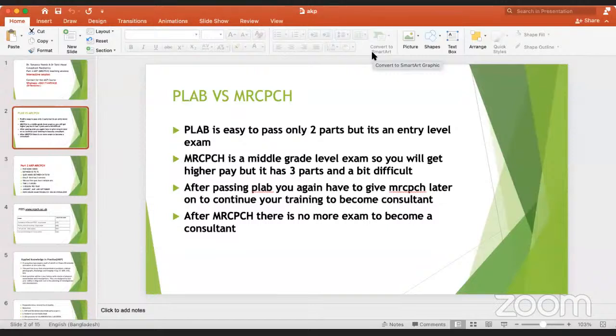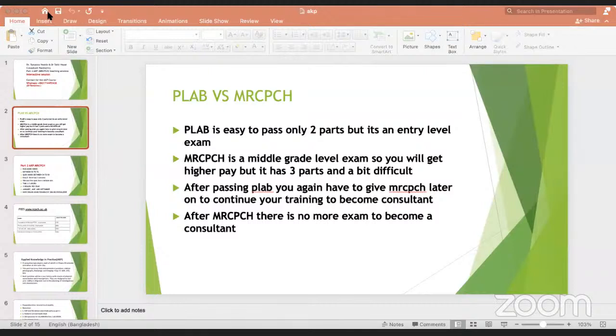See, I don't disagree that PLAB is an easy exam, so you can start PLAB if you want to move to the UK very quickly, like within 1 year. But my suggestion is, even if you go via the PLAB route, within a few years, 1 or 2 years, you will be under training of pediatric specialty. And then you have to pass MRCPCH to go to ST3 level or ST4 level. So why would you do unnecessary two exams?